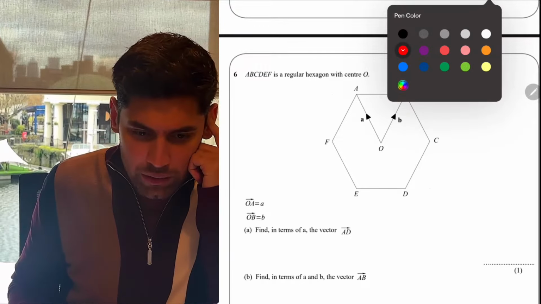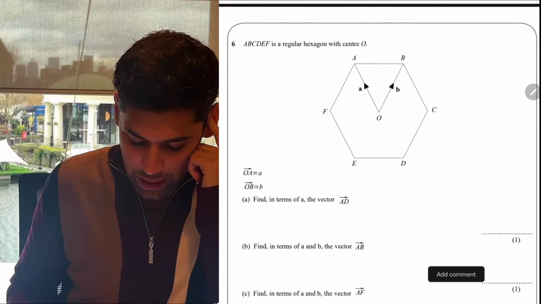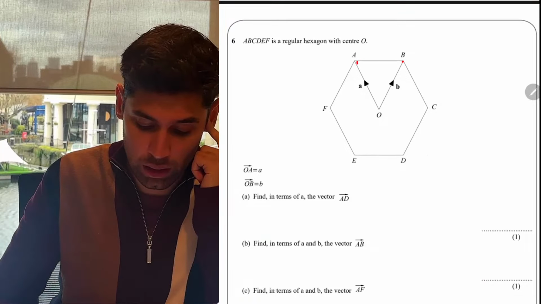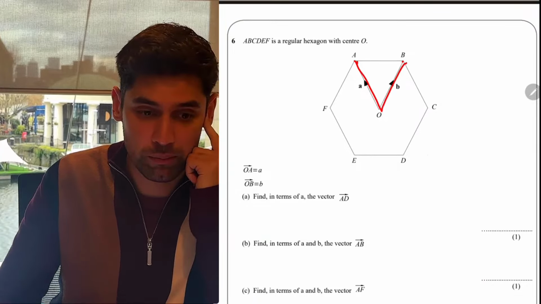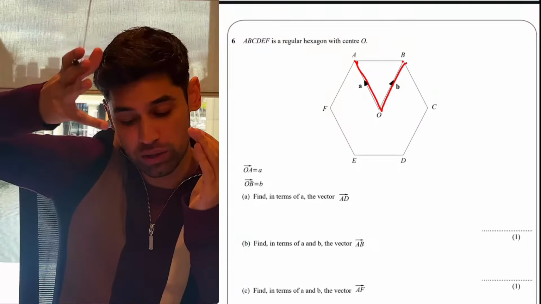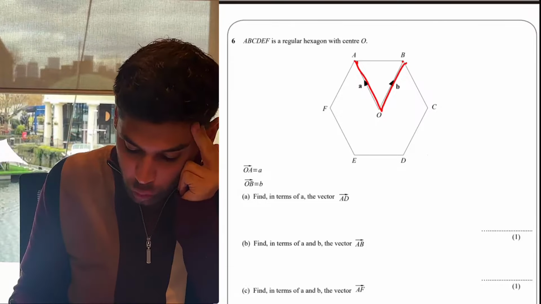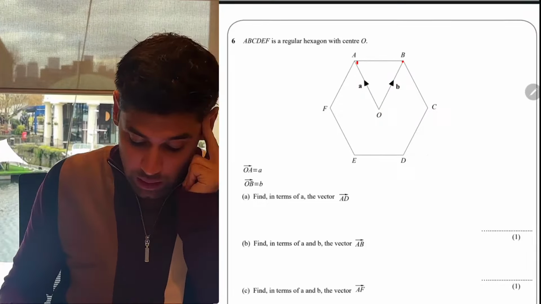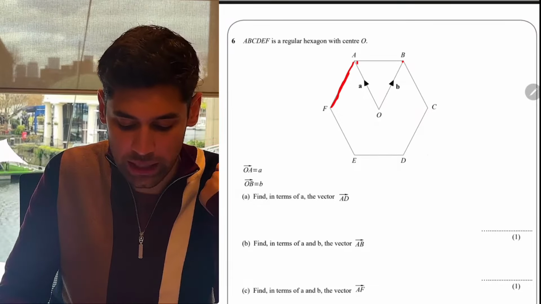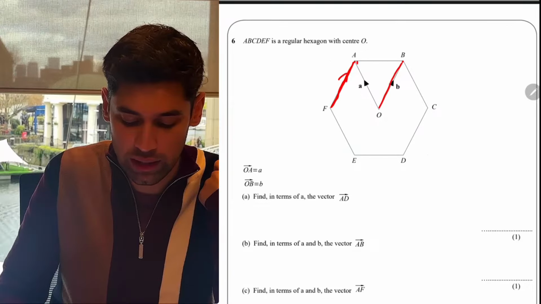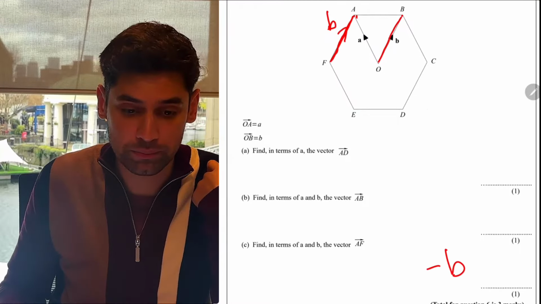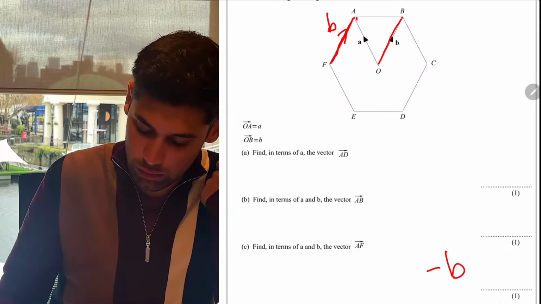So now it's asking, find in terms of A and B the vector AB. This one should be relatively straightforward. A to B, we just go minus A plus B. Remember, because we're going against the arrow, it's a negative, and then we're going with the arrow, it's a positive. So minus A plus B will be the answer to that one. And then find the vector AF. Don't forget, this line here is the same magnitude and direction as this one, so it is a B in that direction. So AF is just minus B. Okay, pretty nice.